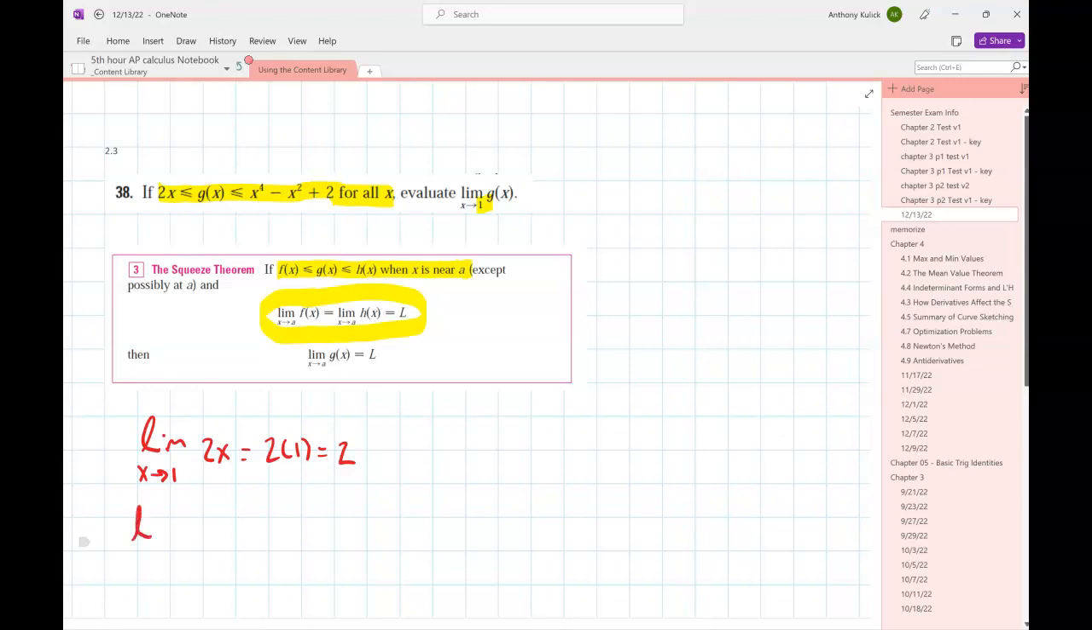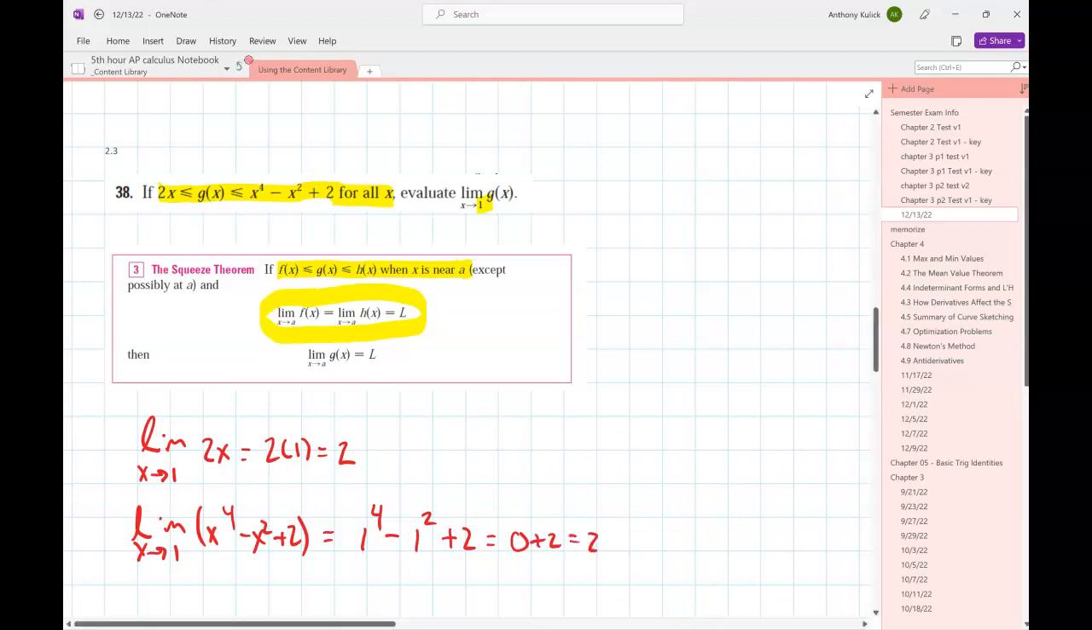I get 2. And the limit as x approaches 1 of x to the 4th minus x squared plus 2. Again, I notice this is a polynomial, so it's continuous, so I can use direct substitution. So I have 2 to the 4th minus 2 squared. What am I doing with 2's? We're supposed to be plugging 1 in. Just too many 2's in there, got me all excited. So 1 to the 4th is 1, minus 1 squared, which is 1, so I just get 0 plus 2, which is 2.